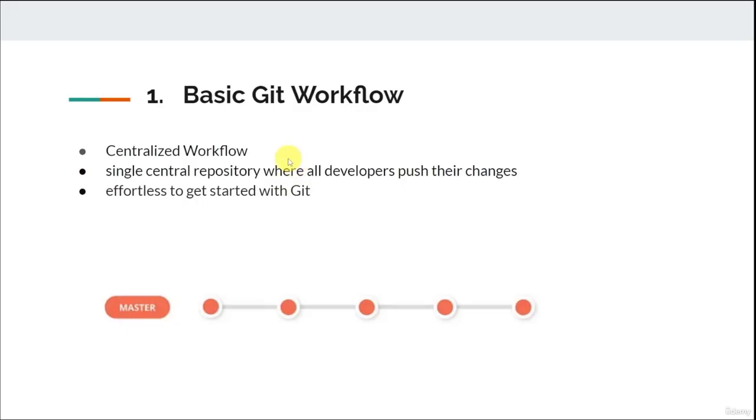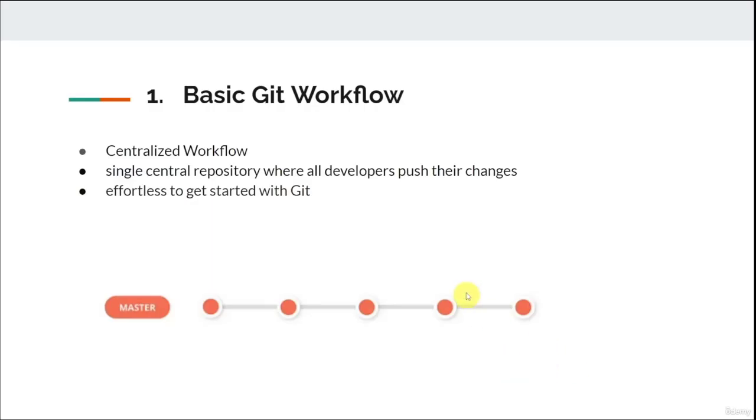First one, the basic Git workflow. We're going to call it the centralized workflow. It means there is only one central repository. Whenever we create a repository, the default branch will be master. So in this single central repository, all the developers use the same branch. No one needs to think about any branches. We just clone to local repositories. If we have so many developers, all of them work with the same repository.